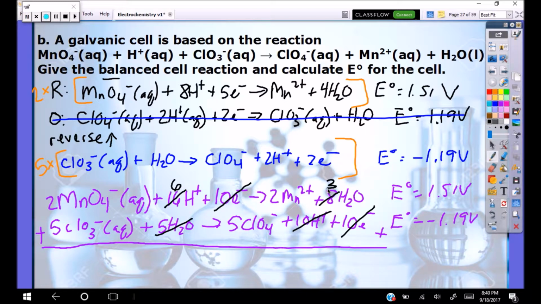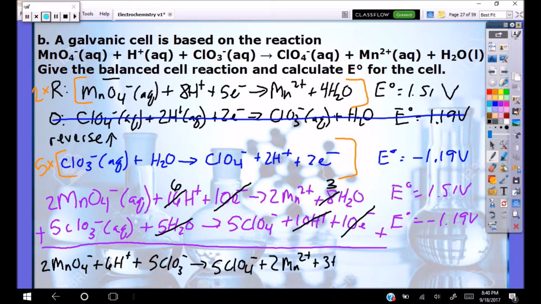So in the end, we get 2 MnO4 minus plus 6 H plus plus 5 ClO3 minus, and then we get 5 ClO4 minus plus 2 manganese 2 plus and 3 waters. Okay, that's our balanced reaction, and then we can add our cell potentials together. When we add our cell potentials together, we get an E value of 0.32 volts. This is also a spontaneous reaction.